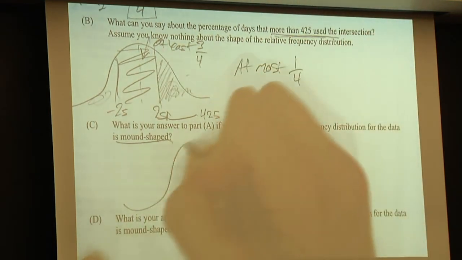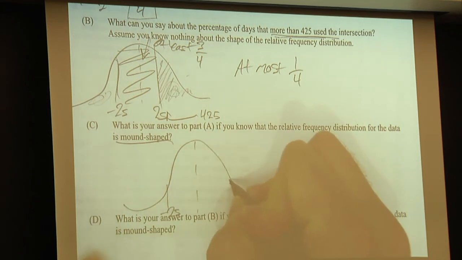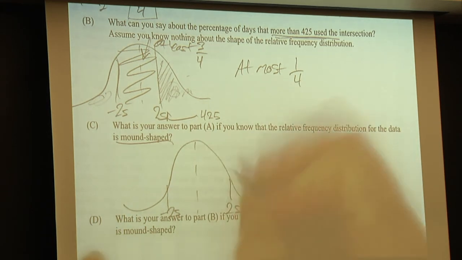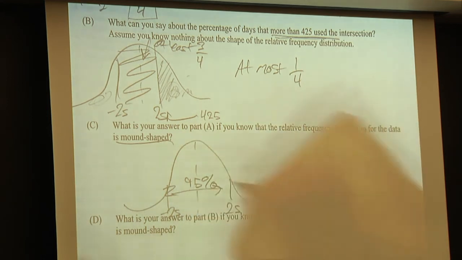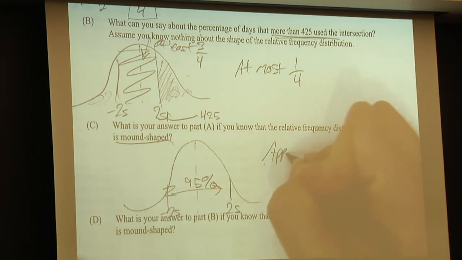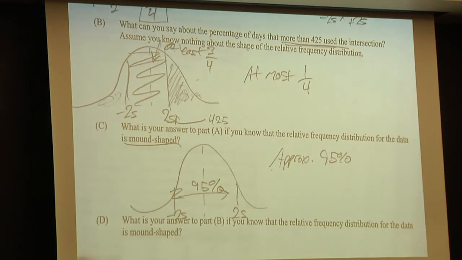We know we're within 2 standard deviations of the mean. Does anyone remember the percentage for within 2 standard deviations of the mean? 95. Beautiful. So 95%, and this is an approximation, right? So we say approximately 95%. And we used the empirical rule because we know it's mound-shaped.